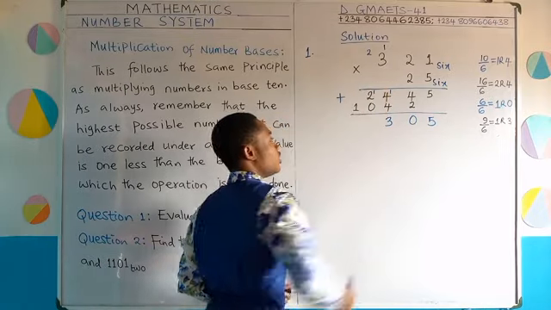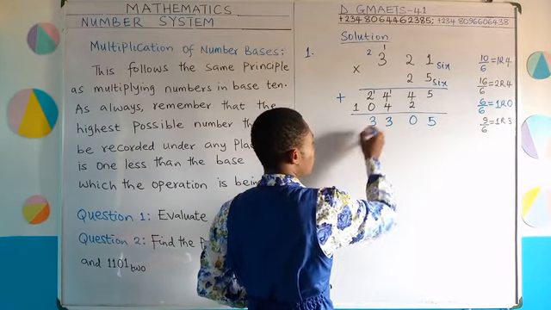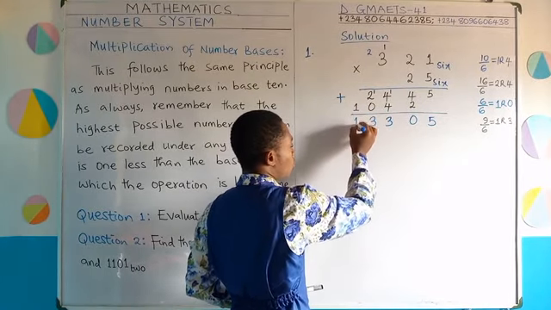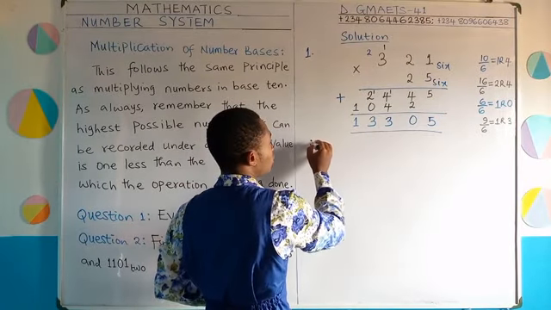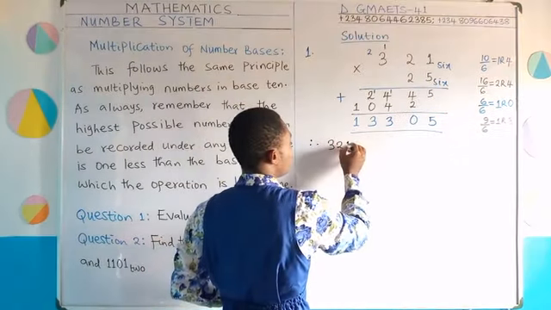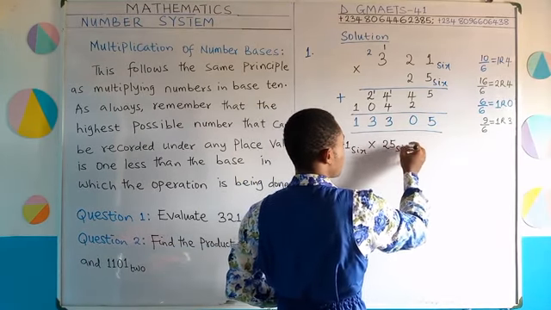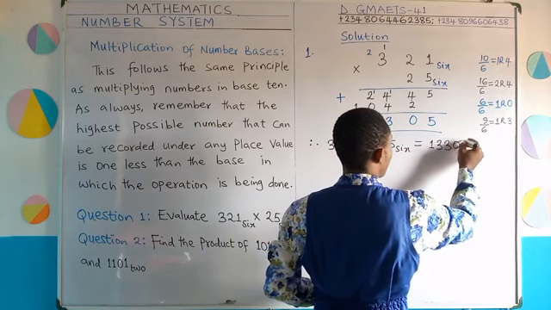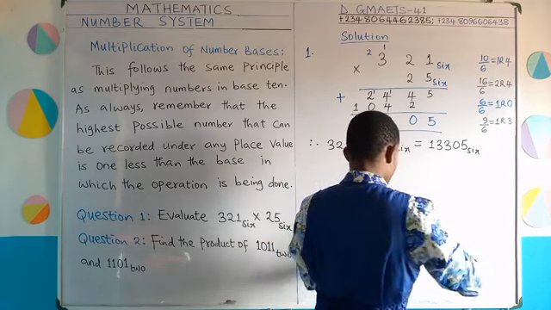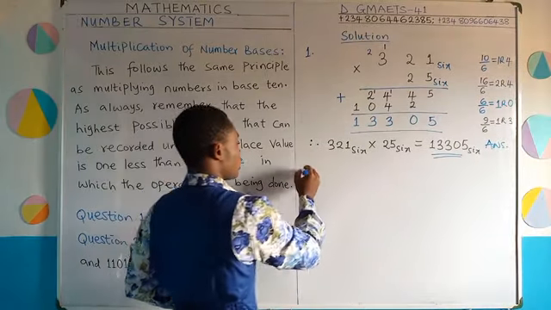You put it here. So you have 1 plus 2. 1 plus 2 will give you 3. So you record it. And then lastly, come over here, you bring down your 1. So in conclusion, we have that, therefore, 321 base 6 times 25 base 6, the answer will give us 13305 base 6. This is the result. Answer. Alright, let us move on to the second question.